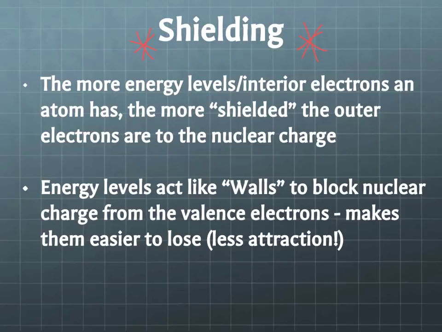So the energy levels act essentially like walls. They block the nuclear charge from the valence electrons. So the more walls I have between my nucleus and my valence electrons, the more that charge is essentially going to be canceled out as you move out. If there's only one energy level, those valence electrons are held really strong by the nuclear charge. If there's 4 or 5 or 6 energy levels, then it's going to be harder for the valence electrons to actually be attracted to the nucleus because the charge of the nucleus is blocked by all of those shields or walls.